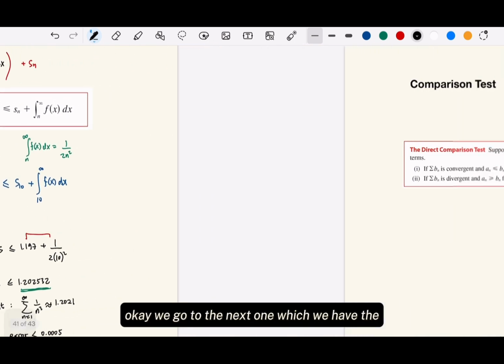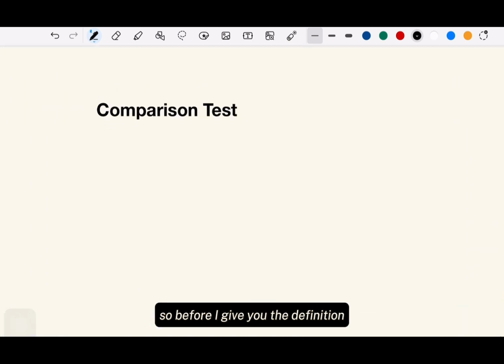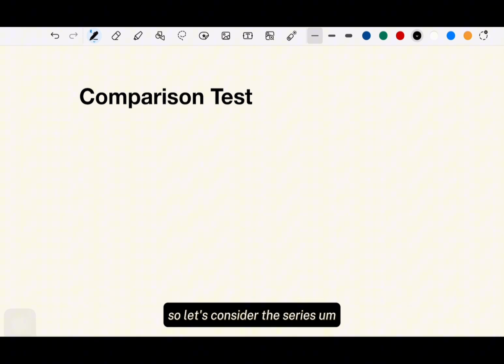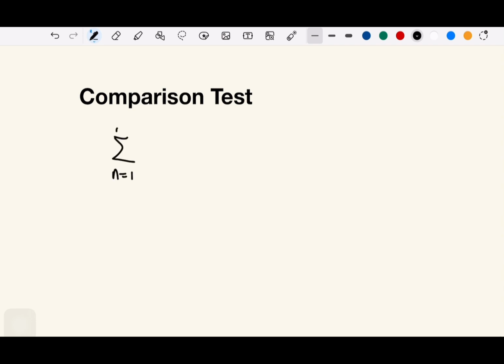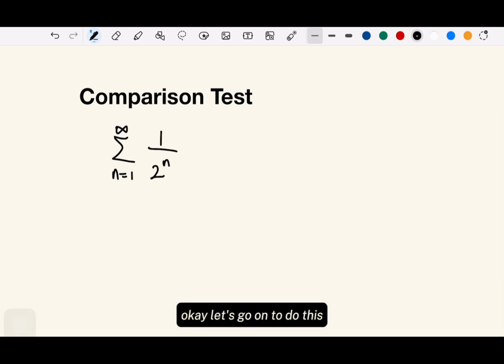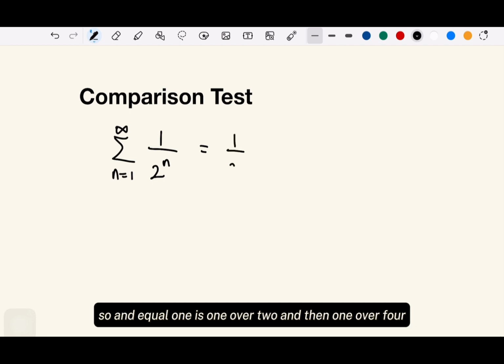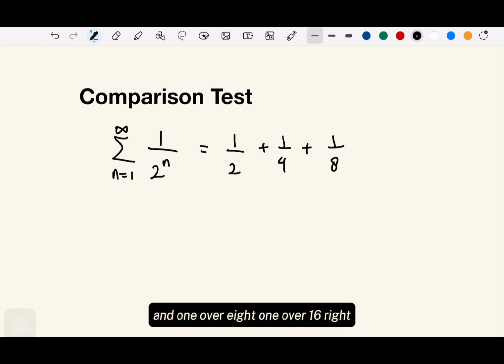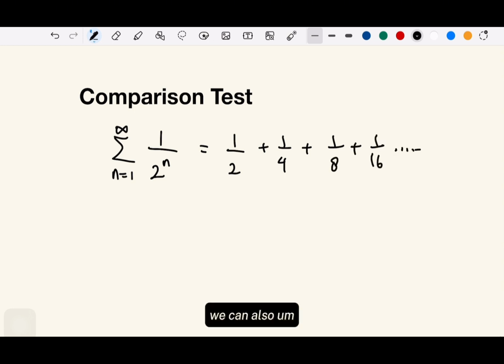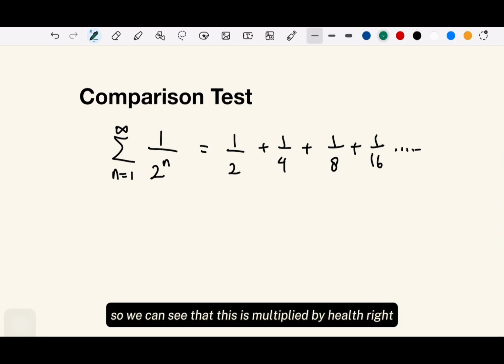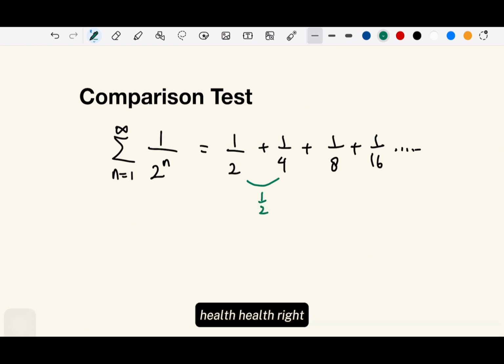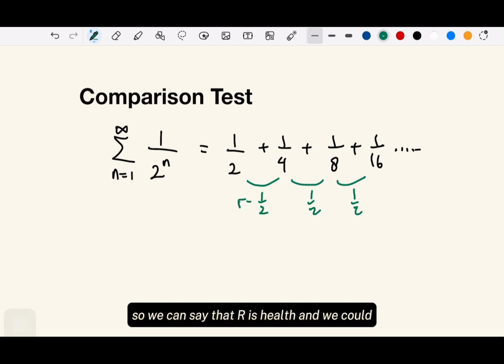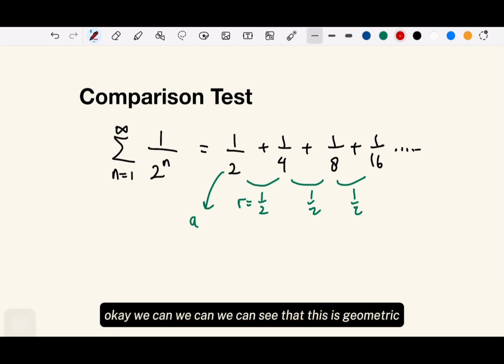Calculus is like the rough work, the fundamental part, of statistics. Okay, we go to the next one, which is the comparison test. Before I give you the definition for the comparison test, let's consider the series. If we take the first few terms, n equal 1 is 1 over 2, then 1 over 4, 1 over 8, 1 over 16. We can see that this is multiplied by half each time, so r is half, and we could write this in geometric form, with 1 over 2 as the first term, a. So we know that this is geometric.